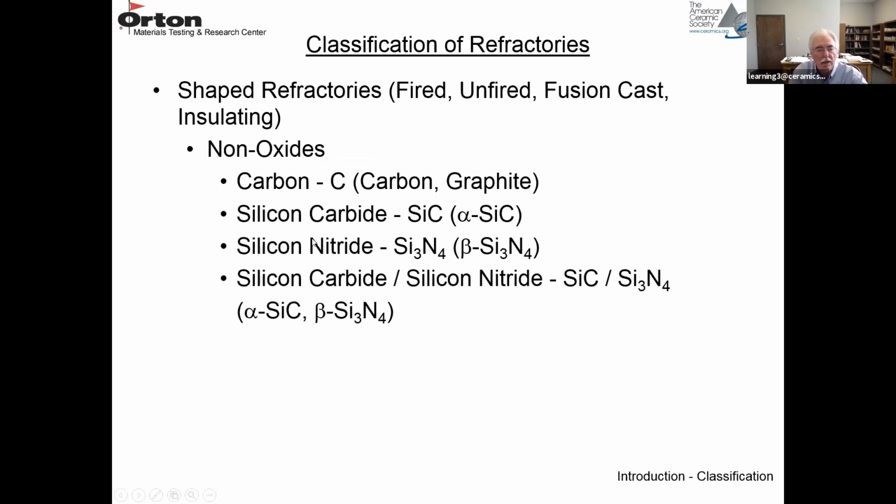The non-oxides are carbon, silicon carbide, silicon nitride, and mixtures of silicon carbide and silicon nitride. Carbon can be completely crystallized in the graphite form, or it can be completely amorphous in the carbon form, or it could be any combination in between amorphous and completely graphitized. So it could be partially graphitized and partially amorphous. Silicon carbide, the high temperature form is alpha silicon carbide. Silicon nitride, the high temperature form is beta silicon nitride. And then of course you can have the composites where either one of these components can be the matrix and the other component, the particulate. So it's a silicon carbide, silicon nitride material.